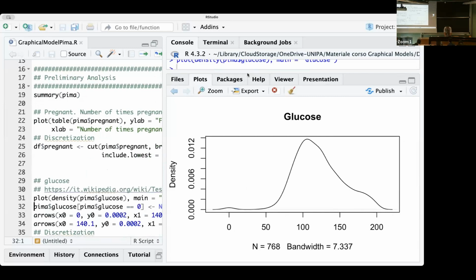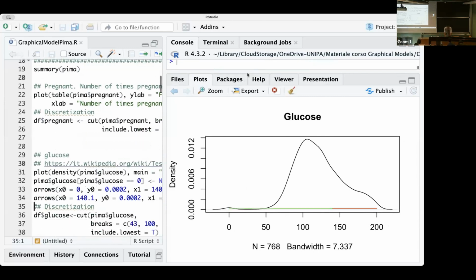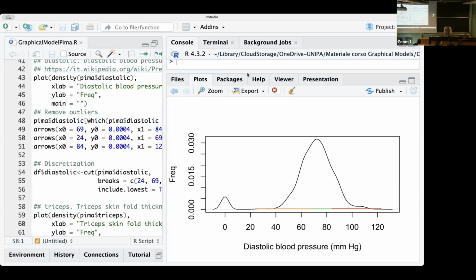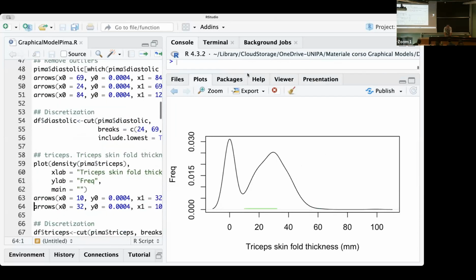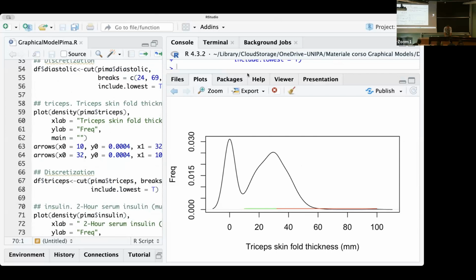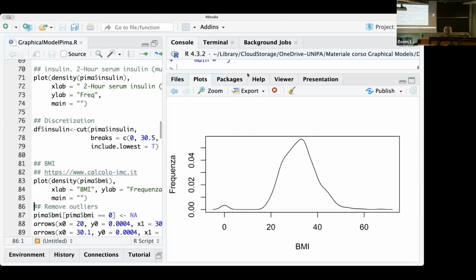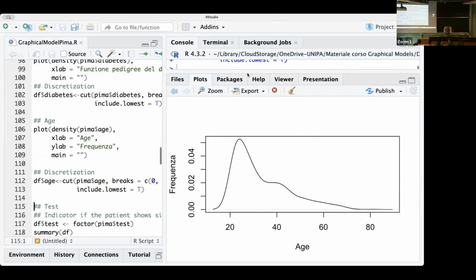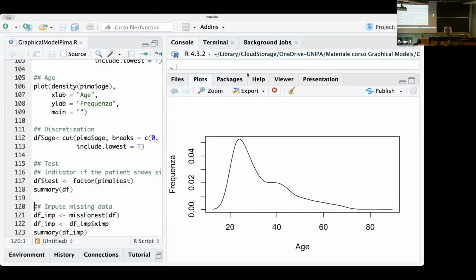Then you have the distribution of glucose and so on. Okay, we skip the categorization, but you can find the code in the folder that we have shared with you. At the end, you have a lot of things.